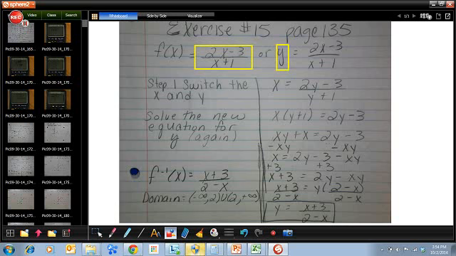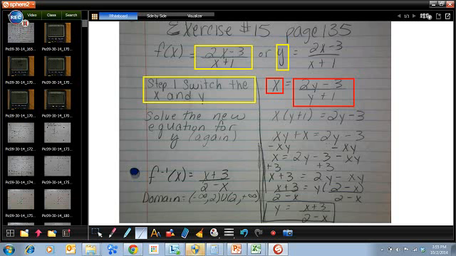Step 1, switch the x and the y. So when you are trying to find the inverse of a function, the first step is to switch the x and the y. So right here, instead of y, I now have x equals, and then instead of 2x minus 3 over x plus 1, I have 2y minus 3 all over y plus 1. And then I want to solve the new equation for y again. So now we're going to go through how you would normally solve this equation for y.